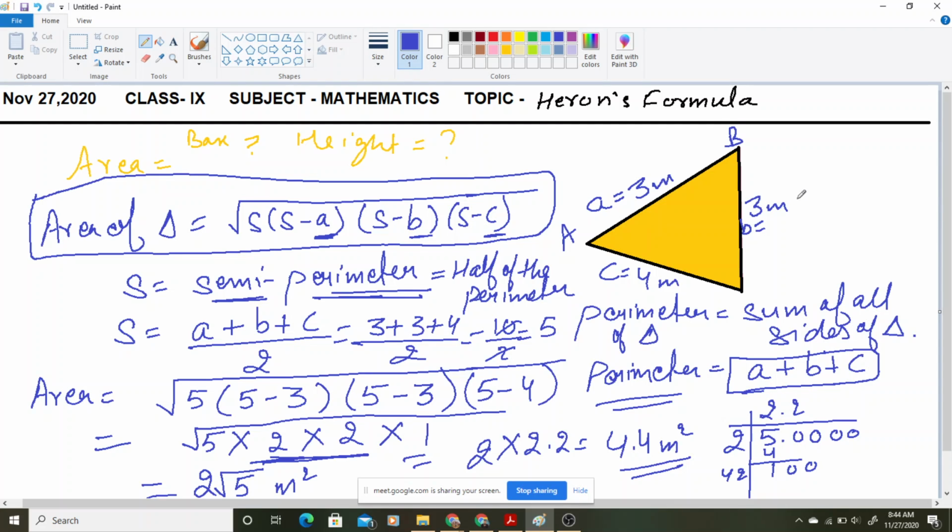It is not necessary that every time you will look for the height of a triangle and you will say, sir, if height is not given, then we are not able to find. No. If you are given the sides, all the three sides, or if you are given any triangular shape, you can find the area by using this formula also. This is our Heron's formula.